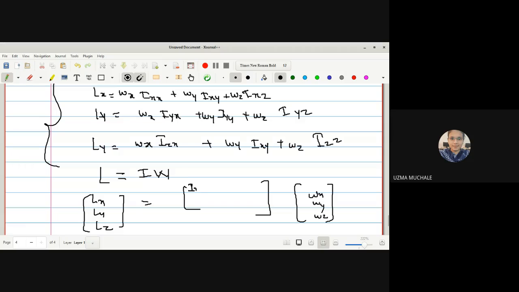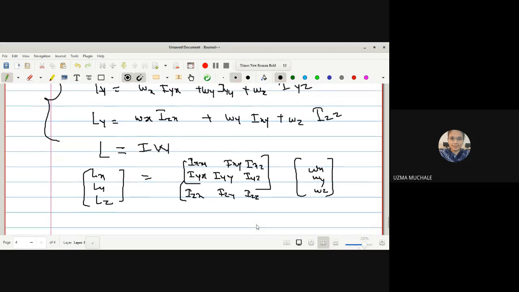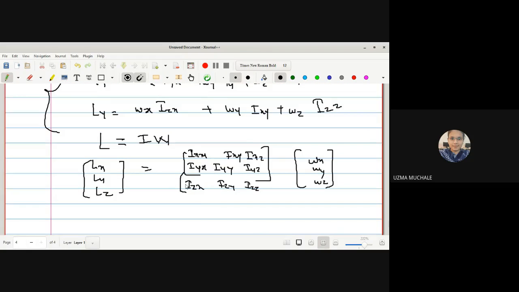And in this we have Ixx, Ixy, Ixz, next Iyx, Iyy, Iyz. Next here we have Izx, Izy, and the last is Izz. Okay, so then we have written this in terms of L equals I omega. So hence we have found the angular momentum, that is L equals I into omega. Angular momentum we have now found in terms of angular velocity.